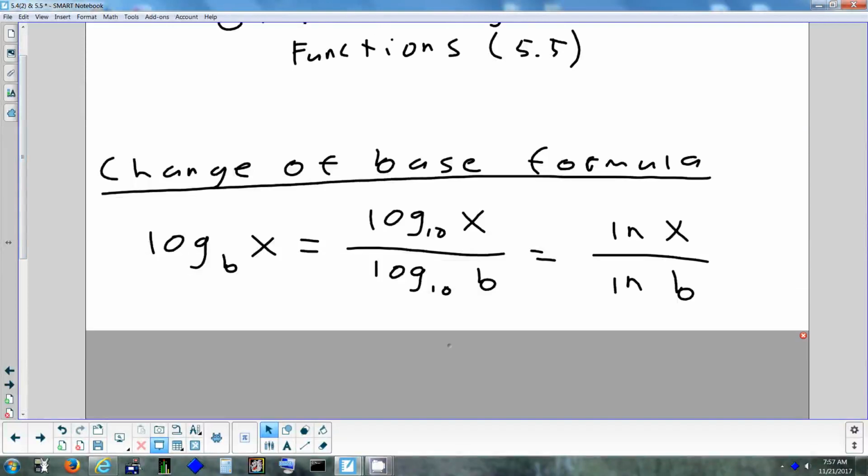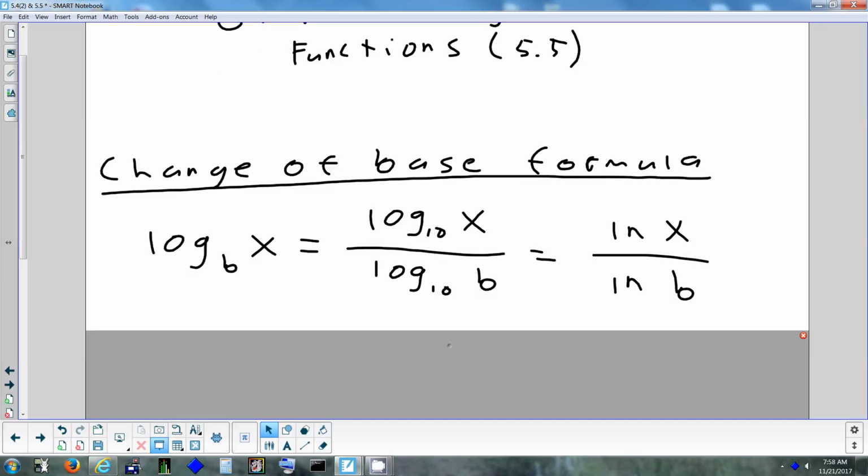So the idea is if you have a log and the base is not 10 or e, you can't type it in by just pressing a single button. You have to rewrite it as a fraction. There are two ways you can rewrite it. You can rewrite it with common log or natural log. But either way, it's log of the argument divided by log of the base.